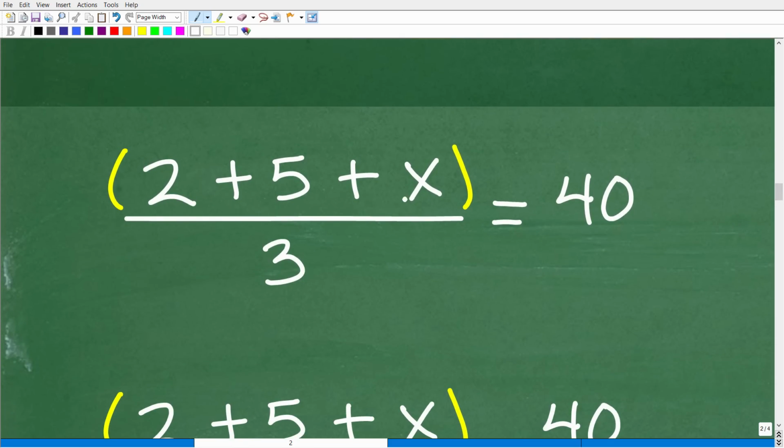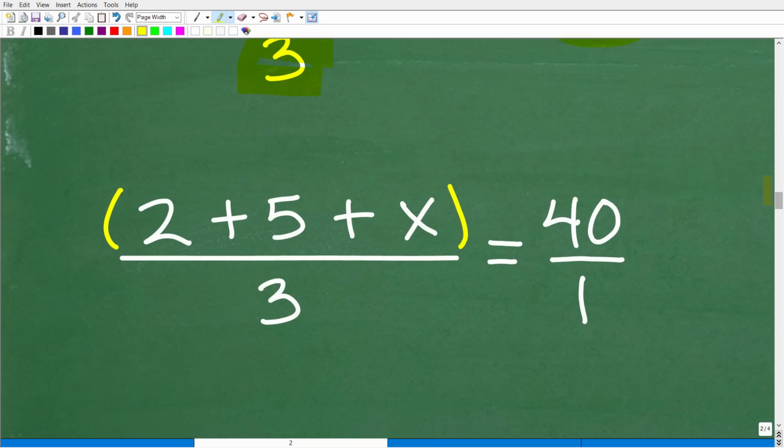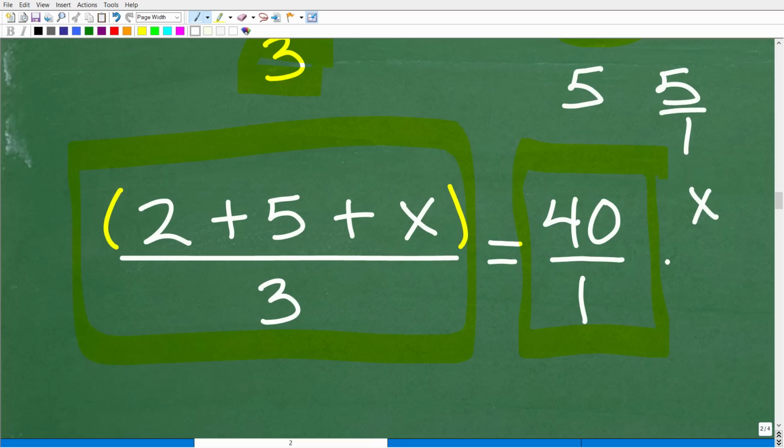Now that we have these parentheses, let's take a look at what we are dealing with. This is a fraction. This whole thing here is the numerator. 3 is the denominator. It is a fraction, and it's equal to 40. But I want you to think of this as one fraction being equal to another fraction. You might say, 40 isn't a fraction. Well, you can think of anything as a fraction. Just put it over 1. Here is 5. If I want to think of 5 as a fraction, 5 over 1. Here's x. If I want to think of x as a fraction, just put it over 1.